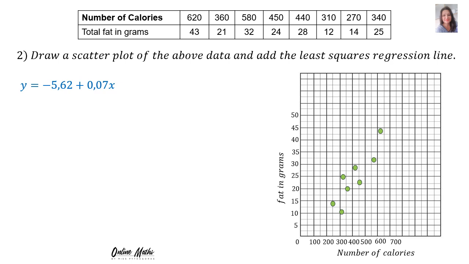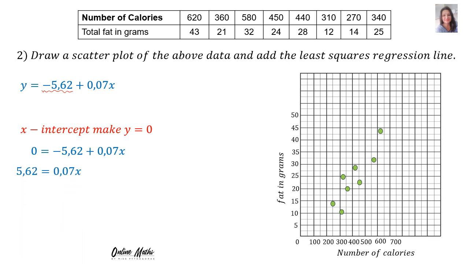Then we also need the y-intercept because we need 2 points to sketch the line. So now you will see that the y-intercept is negative there, so that means it falls outside of the range of our graph. There's another thing that you can do. You can work out the x-intercept by making y 0. So let's do that quickly. 0 equals negative 5,62 plus 0,07x. So in y's place we substituted 0. Let the 5,62 walk across and we divide with 0,07. Therefore, the x-intercept is 80,3.